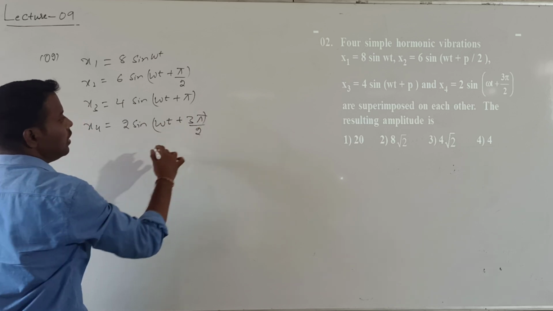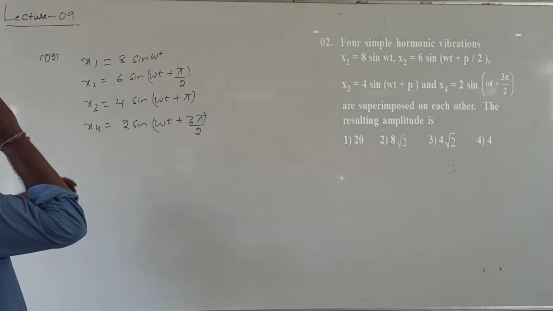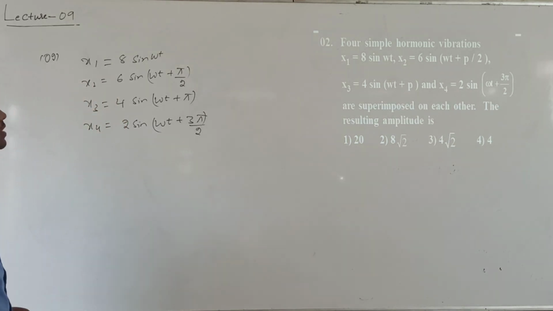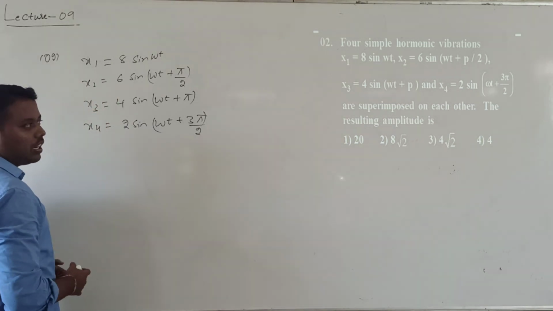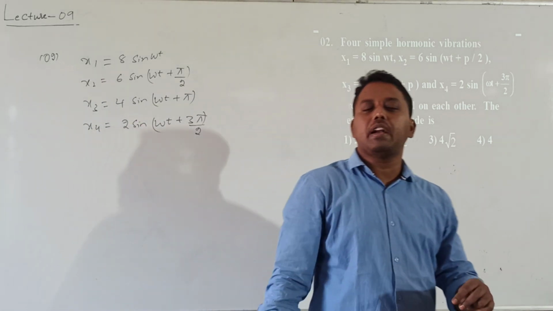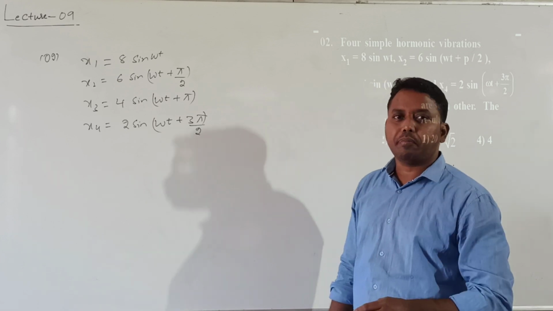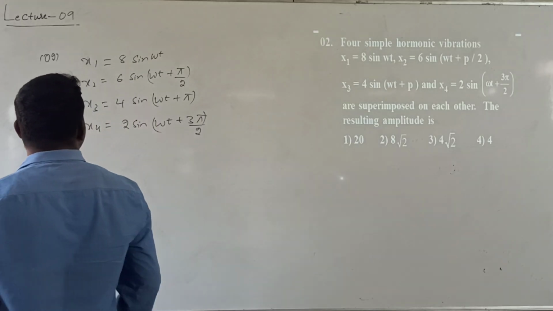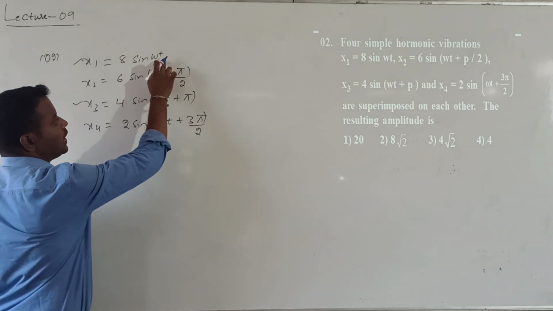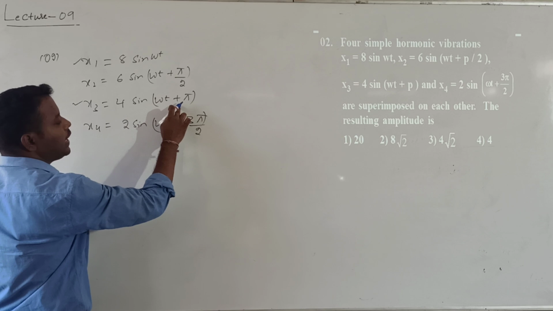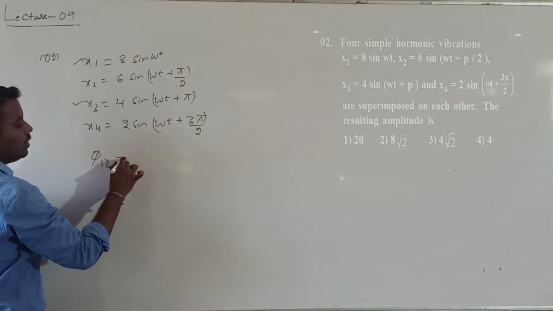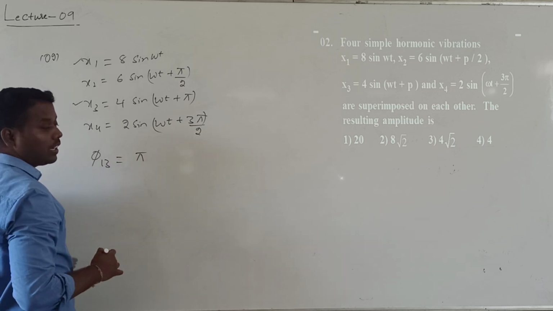Now what are they asking us? These four are superimposed inputs. They are asking us to calculate the resultant amplitude. To calculate the resultant amplitude we will apply the parallelogram law. But as per the parallelogram law we can add only two at a time. For that reason, I will consider the first one and the third one. First one phase value omega t, third one phase value omega t plus pi. What is the phase difference between the first one and the third one? It will be pi. Correct?